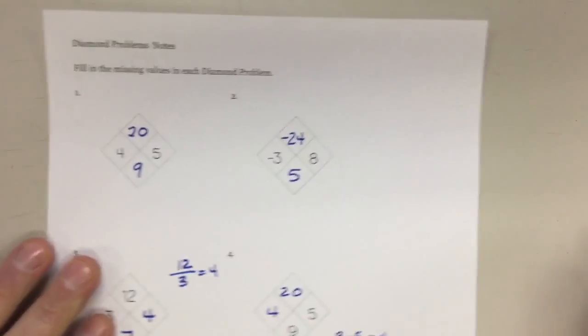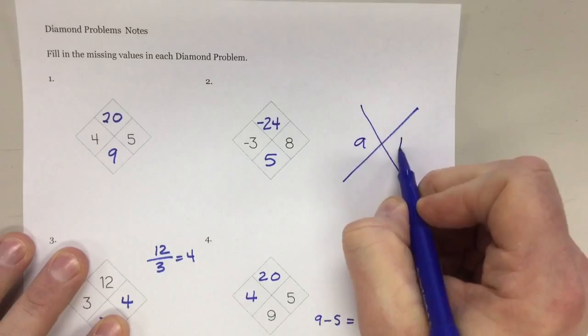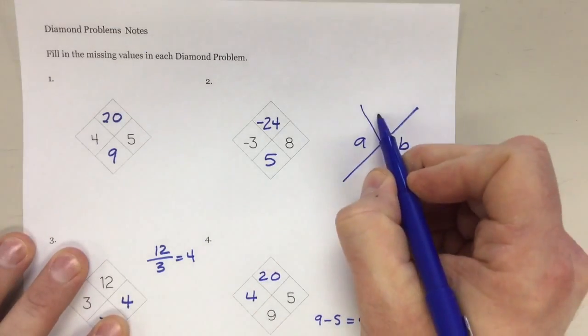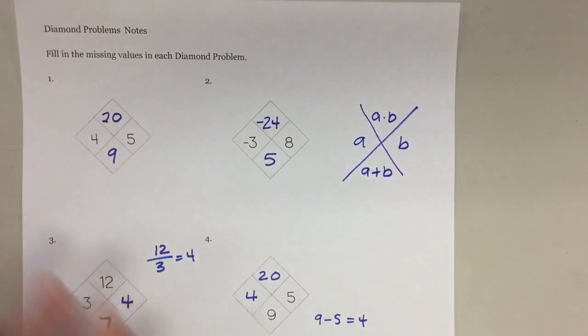So when doing diamond problems, remember the pattern. A and B on the side. The top is A times B. The bottom is A plus B.